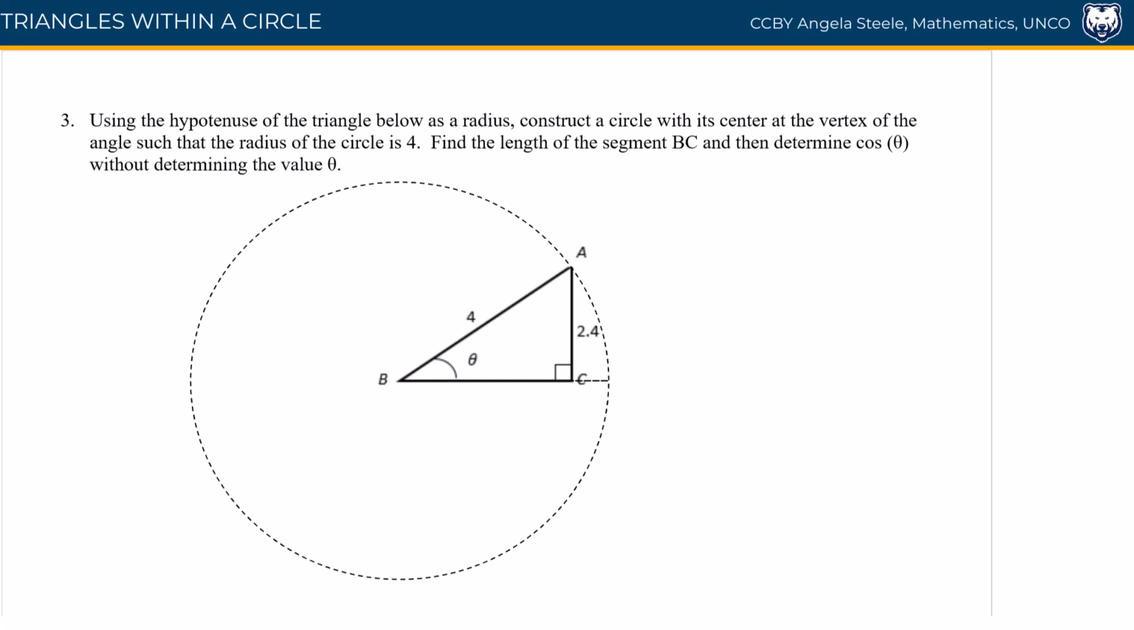Okay, next it says find the length of segment BC. So that means we're going to go from point B to point C. This is not the radius of the circle. This is not going to be 4, because from B to the edge of our circle is going to be 4. So we want to make it very clear that the length from B to C is not our radius.